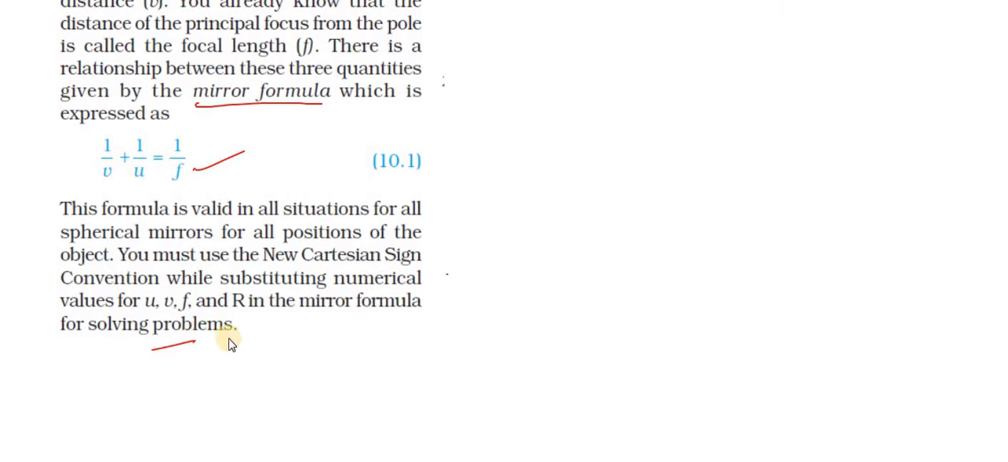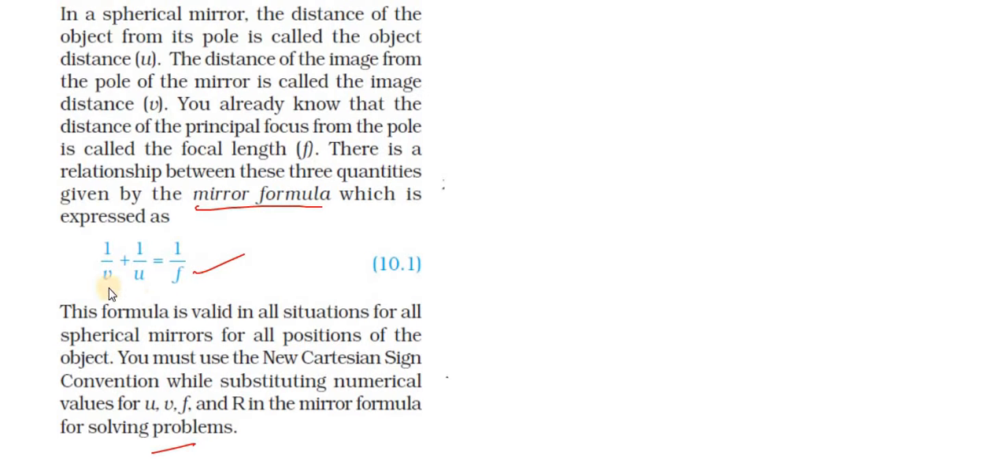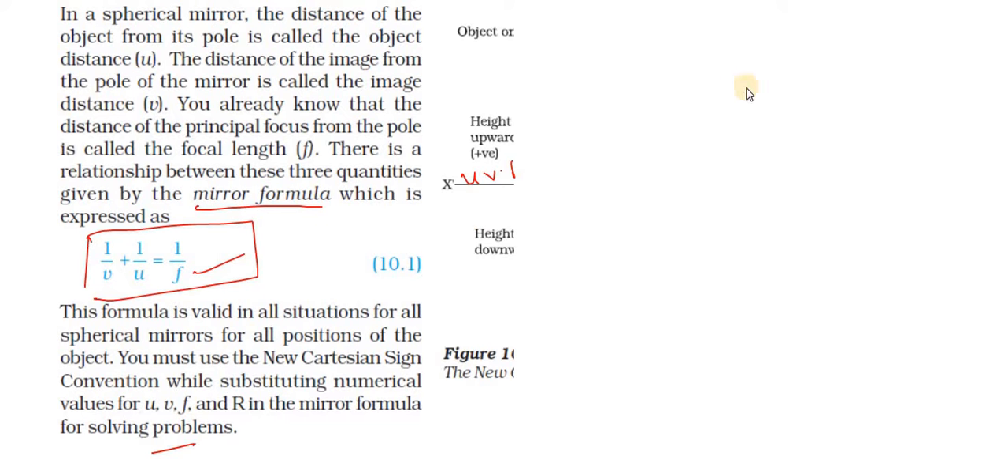I hope all of you understood this. So this is the mirror formula, remember this properly: 1 by v plus 1 by u is equal to 1 by f, and you can even write 1 by u plus 1 by v is equal to 1 by f. Just remember it as u, v, f.